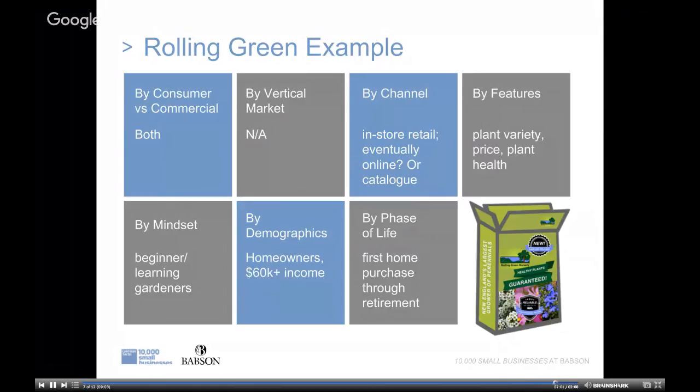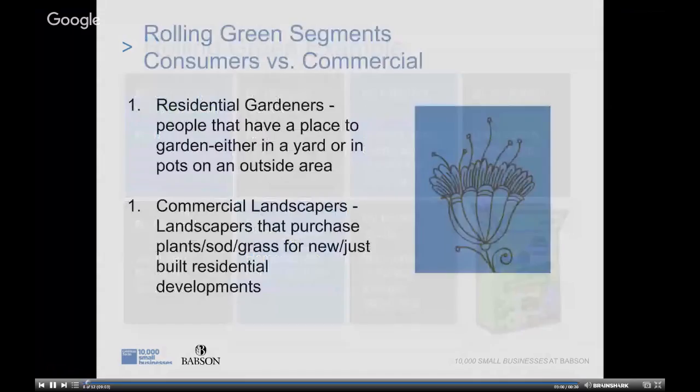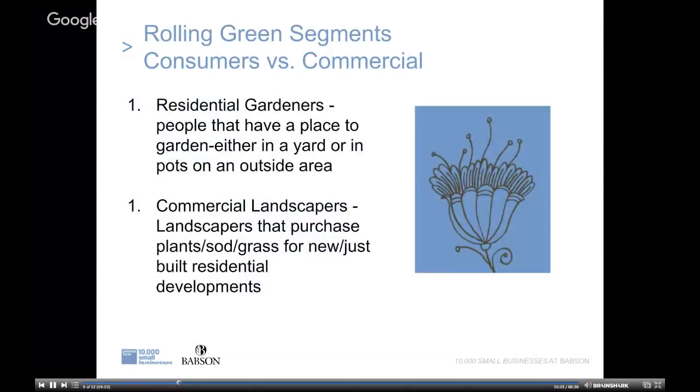It's just a way to begin to look at our customers to really understand what their pain points are and what makes sense. After working with Rolling Green and walking through the different segments they could make, we decided that a consumer versus commercial segment makes more sense for them. And this is the way that they'll actually develop their customer value proposition and develop their different marketing messages.